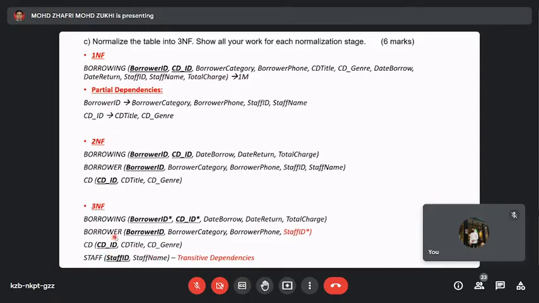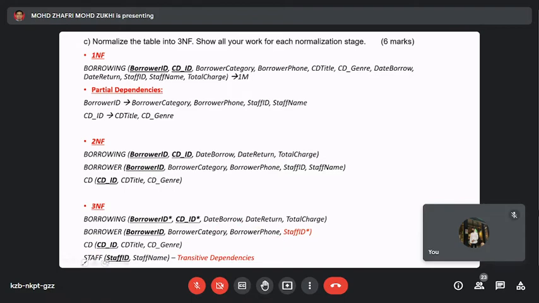But because this borrower and staff have a relationship, you need to put staff ID here as a foreign key. I put the asterisk mark here as a symbol that this staff ID is the foreign key for staff. So we know staff and borrower have a relationship. Staff serve the borrower. So from here we have a complete normalization process from first normalization form, second normalization form, and now third normalization form, which is the last normalization. So here we already completed our normalization process.